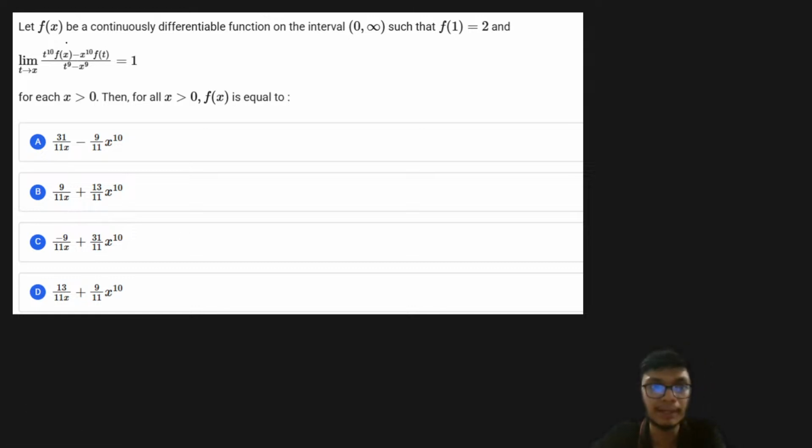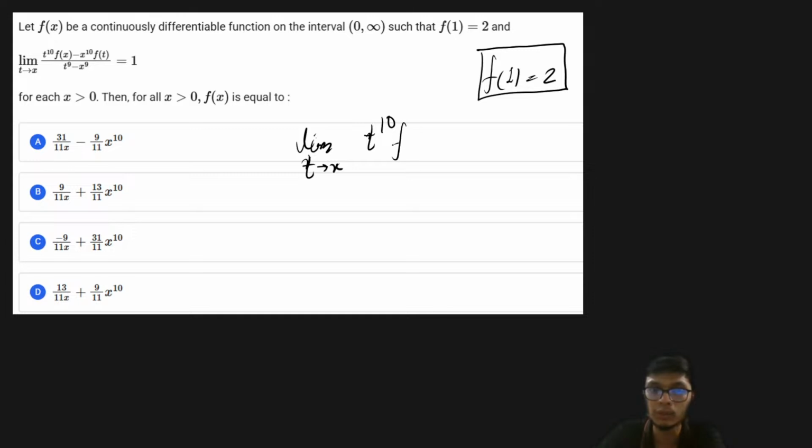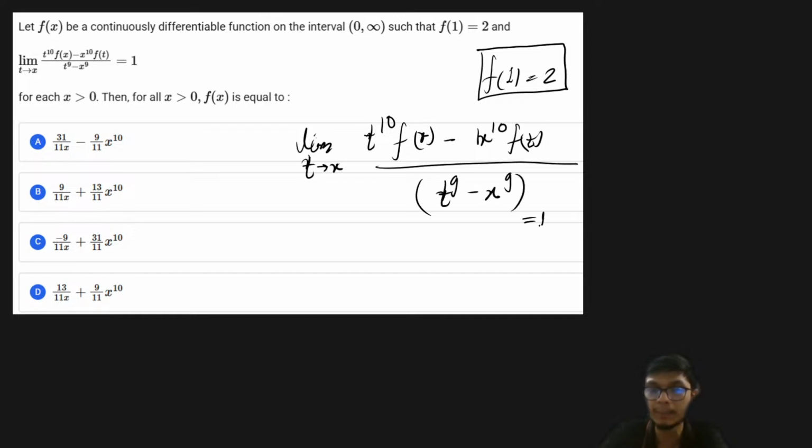The question is talking about a function f of x, which is continuous and differentiable on the interval of positive real numbers, such that the function value at 1 is equal to 2, f of 1 equals 2. And it is also said that the limit as the variable t tends to another variable x of t to the power 10 into f of x minus x to the power 10 into f of t, divided by t to the power 9 minus x to the power 9, this particular limit is equal to 1.